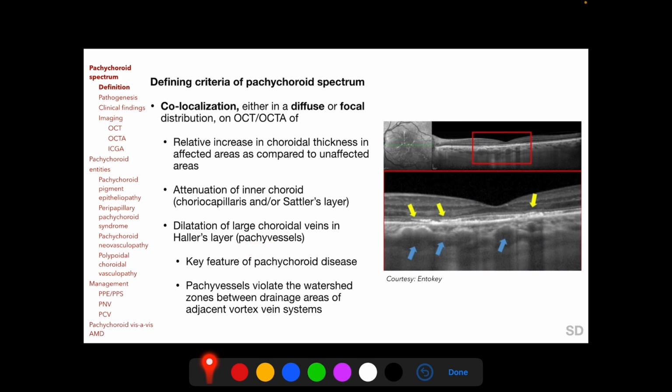And these pachyvessels are the key feature of pachychoroid disease. And as we shall see, pachyvessels violate the watershed zones between drainage areas of adjacent vortex vein systems. So in this OCT we see large pachyvessels in the outer layer of choroid and increased thickness of the choroid along with RPE changes. As we shall see, presence of pachyvessels is more important than increase in choroidal thickness for diagnosis of pachychoroid spectrum. And as we have discussed in an earlier session, choroidal thickness is usually reduced in age-related macular degeneration, whereas it is increased in pachychoroid spectrum.